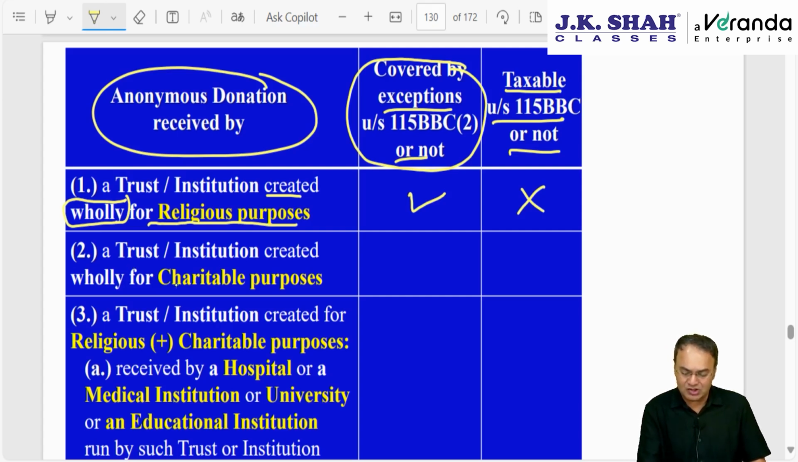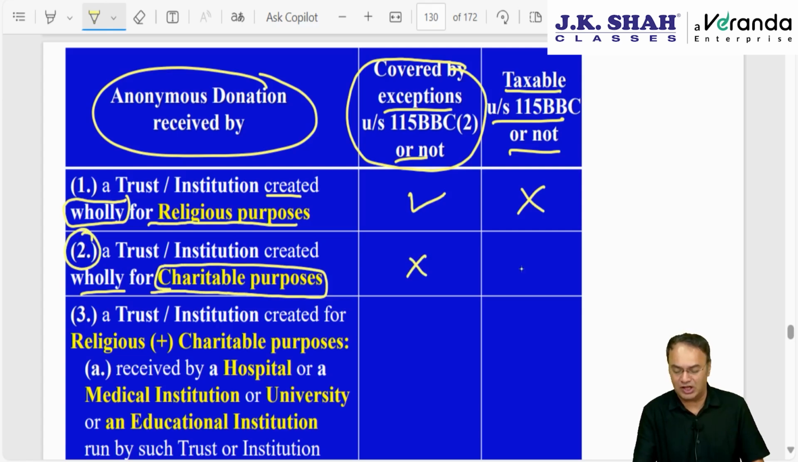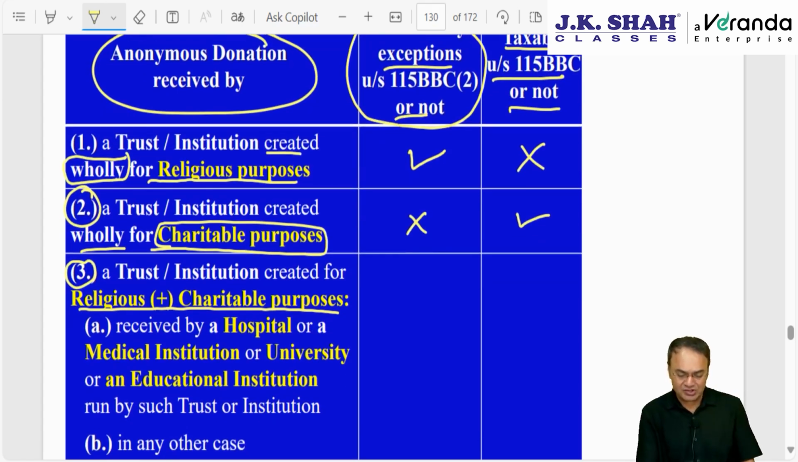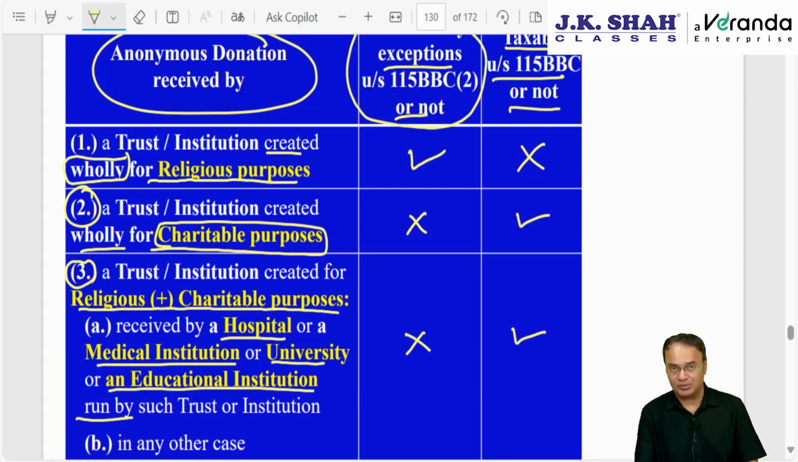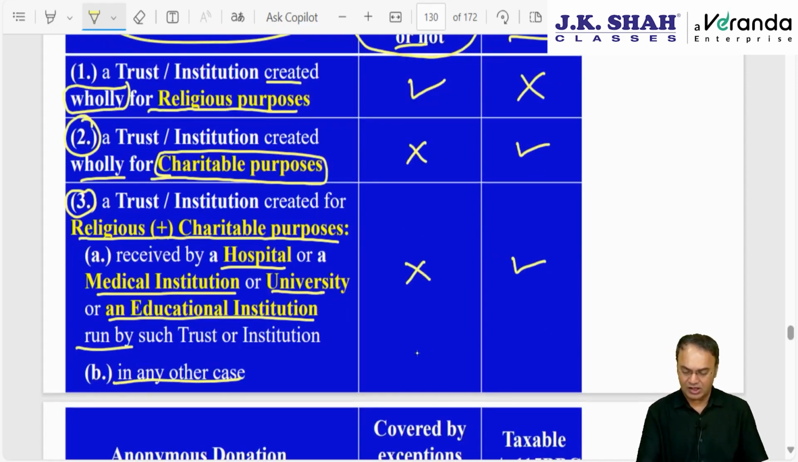Next, if the trust is created wholly for charitable purposes, then this is not covered by exception. Keep it in your mind, if it is only for charitable purpose, then it will be taxed at 30% rate. Most important is the last one, trust is for religious as well as charitable both. Here there are two bifurcations. For such a trust, if the anonymous donation is received by a hospital, medical institution, university or educational institution run by it, then it is not an exception, it will be taxed at 30%. But if it is received in any other case, then it is an exception and accordingly will not be taxed at 30% rate. I hope you people are clear with this.